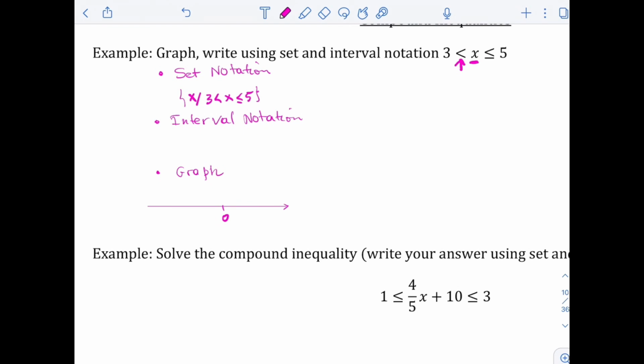That's the interval notation. For the interval notation, you need to look at the first side, the leftmost side. It's a less than, so that means it starts with a parenthesis because it has no equal for the 3, comma. The second one is less than or equal, that means the 5 actually is going to have a bracket.